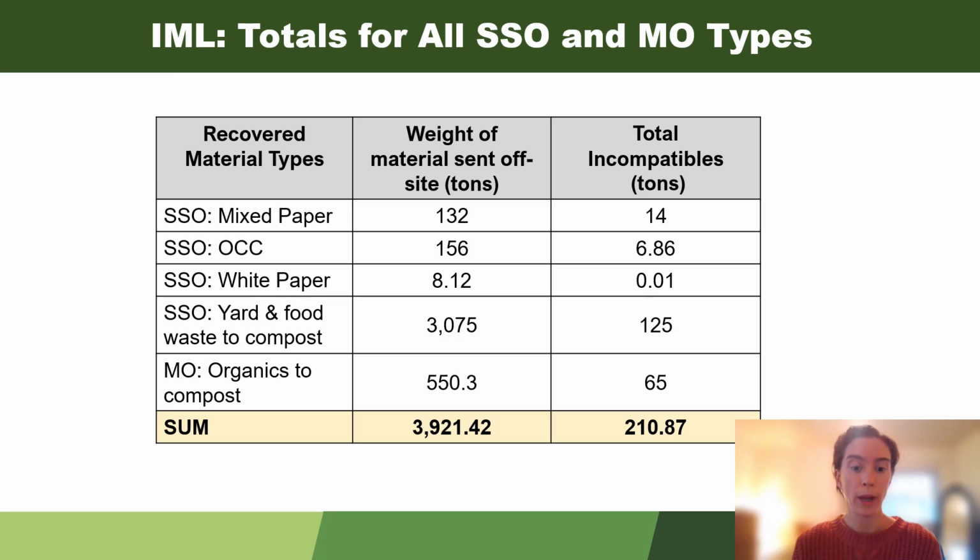We have the total weight of each material type sent off-site for recovery during that 10-day period, and we have the total weight of incompatibles that we estimated were in all that material sent off-site. So we want to add all these up so we get the total weight of all SSO and MO organics sent off-site for recovery during that measurement period. That adds up to 3,921.4 tons. And then we do the same for the incompatibles, and we get a total of 210.8 tons.